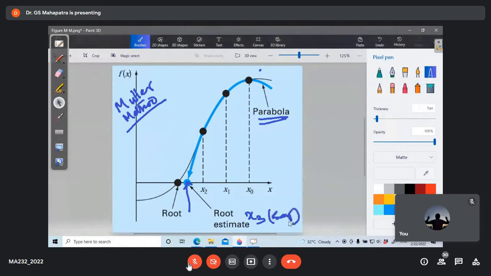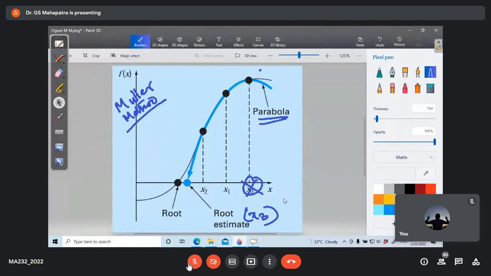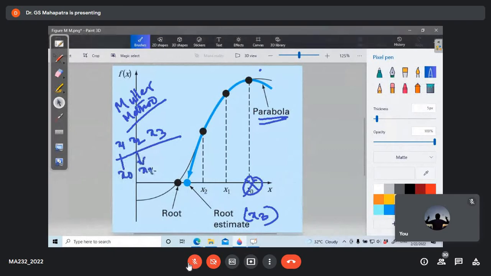So this x3 is the new entry. Since it is a 3-point formula, you can't handle x0, x1, x2, x3, so you have to remove this one. The new entries are x1, x2, and x3. Since your formula is in terms of x0, x1, x2, you should consider this one as x0, this is x1, and this is x2.